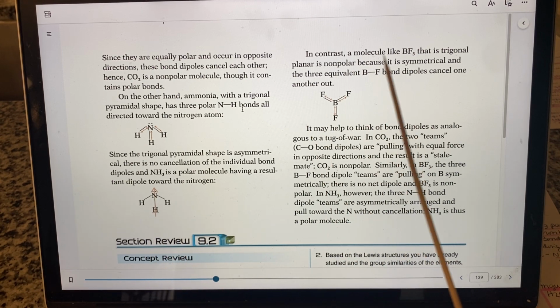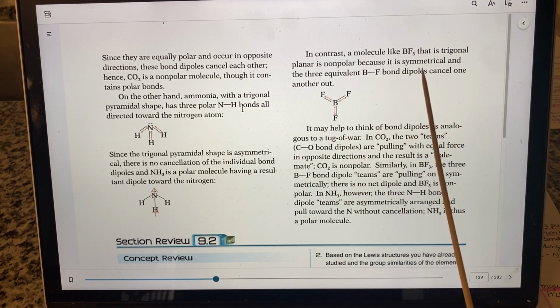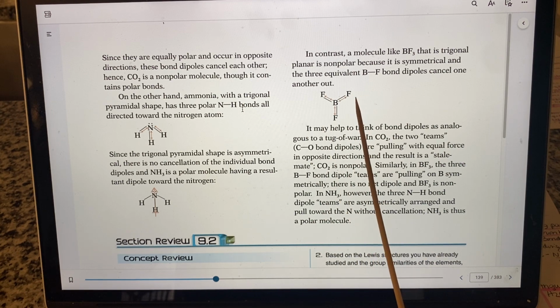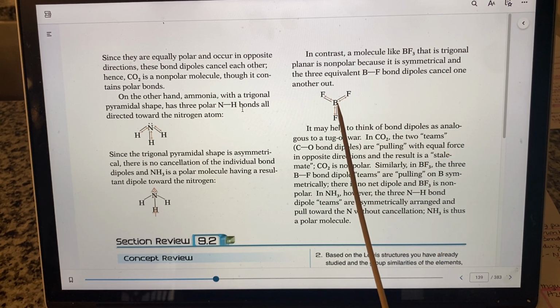So in contrast, BF3 is going to have the planar type, like they showed, and it is going to be different. It's all going to be symmetrical. As for being polar or non-polar, there are no lone pairs here. So in the midst, it's going to be symmetrical. So we know if it's symmetrical and has 3 equivalent BF bonds, that they cancel each other out, and that is going to make it non-polar. There's not going to be a positive or negative side there because it's all equal, right?